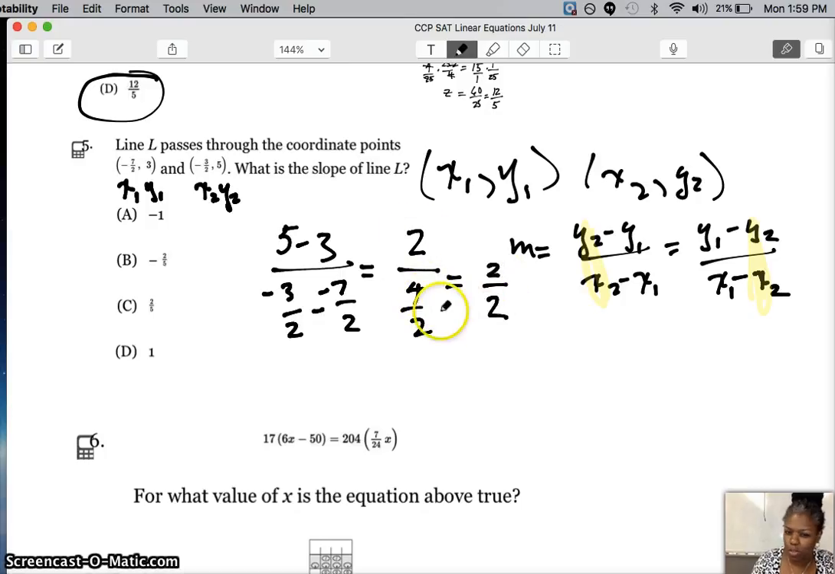So then I get 2 over 2. You with me? Right? You see how I did that? Negative 3 plus that gives me... okay, no. So 2 over 2, which is equal to 1. And so my answer is a positive 1. All right? Change in y over change in x.